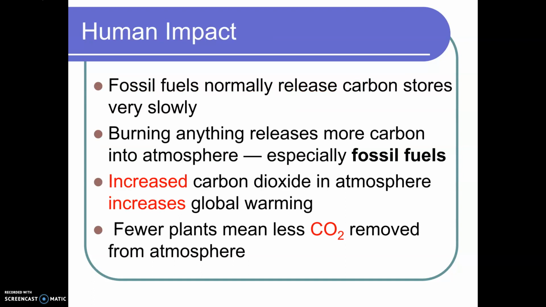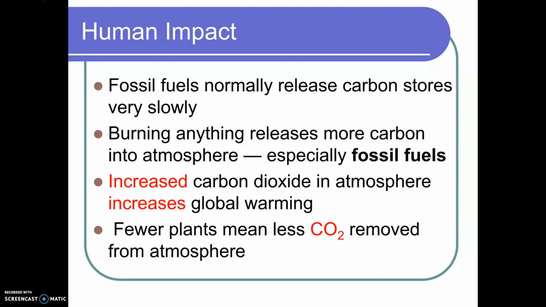Now, humans have a giant impact on the carbon cycle. There are many things that humans do that kind of throw the carbon cycle out of balance. First off, like I talked about, normally fossil fuels release carbon very slowly. But when we burn things, honestly, when you burn anything, whether it's a piece of paper or coal or there's a house fire, anytime you're burning anything, you're releasing carbon into the air. But with fossil fuels, because a large majority of that fossil fuel is made of carbon, when you burn fossil fuels specifically, it increases a lot of carbon dioxide into the atmosphere.